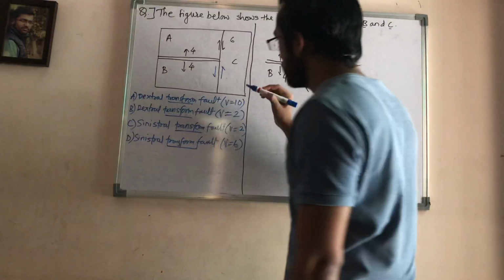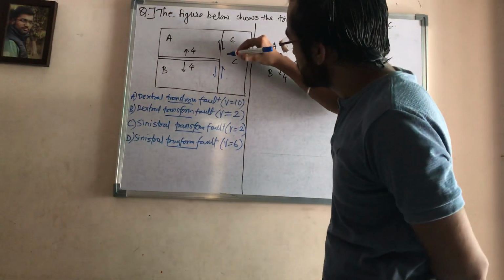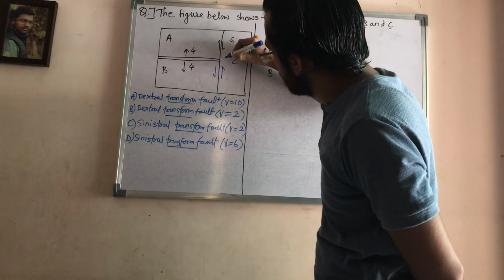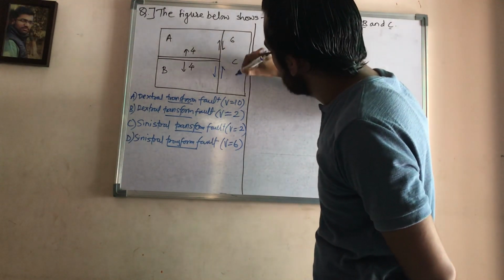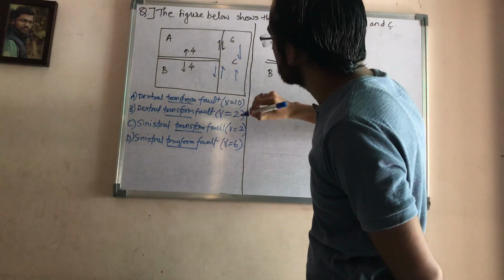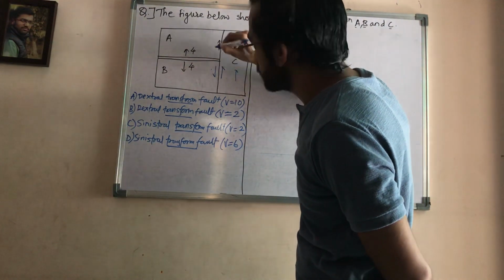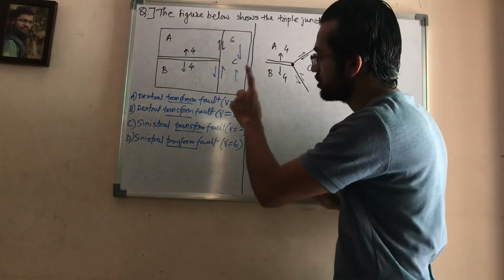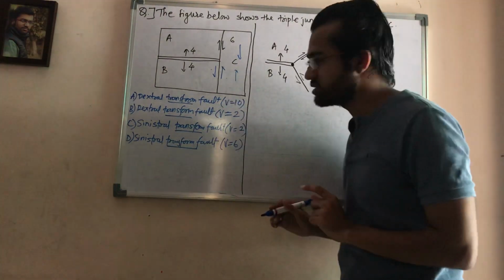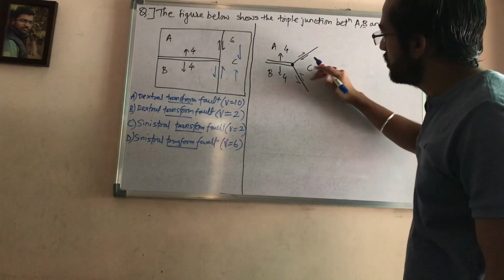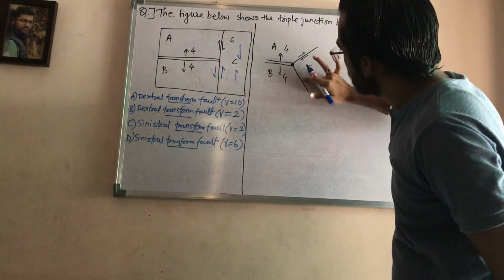Now the question is, you can see that both the direction of arrows are towards each other. You are seeing that this direction are towards each other. In this case, both the arrows are opposite to each other. To understand this concept, draw the actual triple junction. So this figure will show you the actual triple junction.